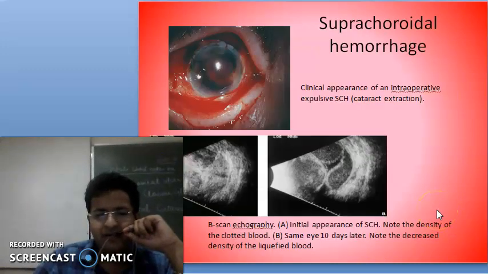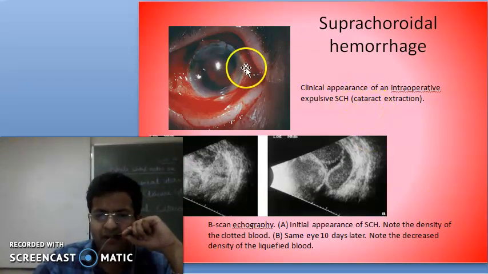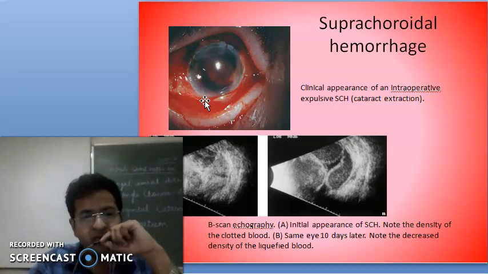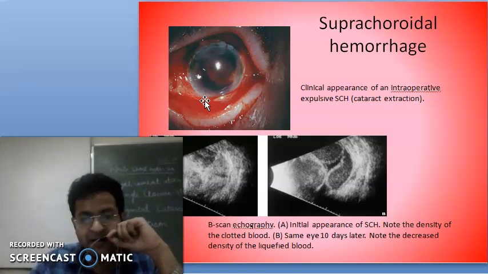What else can trauma present with? It can present with a suprachoroidal hemorrhage. Here this is an intraoperative expulsive suprachoroidal hemorrhage. Even operating is a type of trauma to the eye. It's not that the operation is not a trauma, but we are legal trauma experts. So we traumatize the patient only to heal and not to actually traumatize the patient.